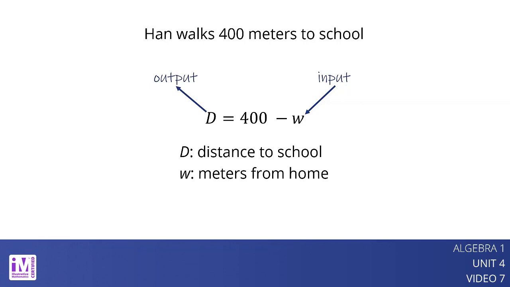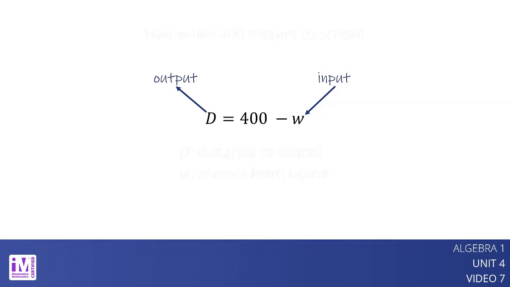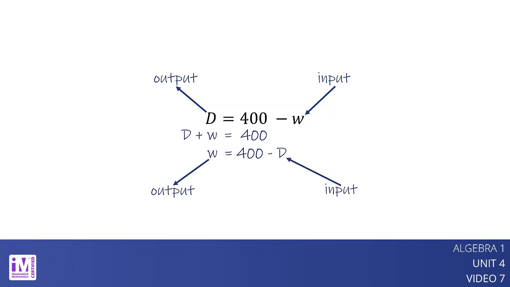What if we know Han's remaining distance to school and want to know how far he has walked? We can find out by solving for W. W equals 400 minus D. With this equation, we can easily find how far Han has walked from home if we know his remaining distance to school. Here, W and D have switched roles. W is now the output and D the input.